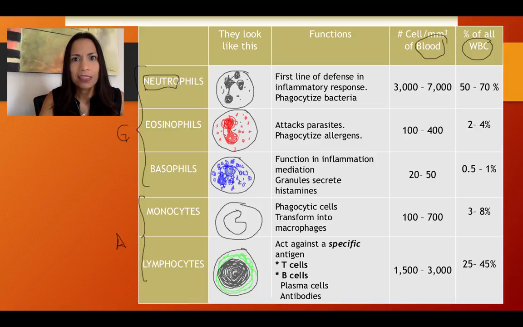Now it's time to move on into platelets. See you.